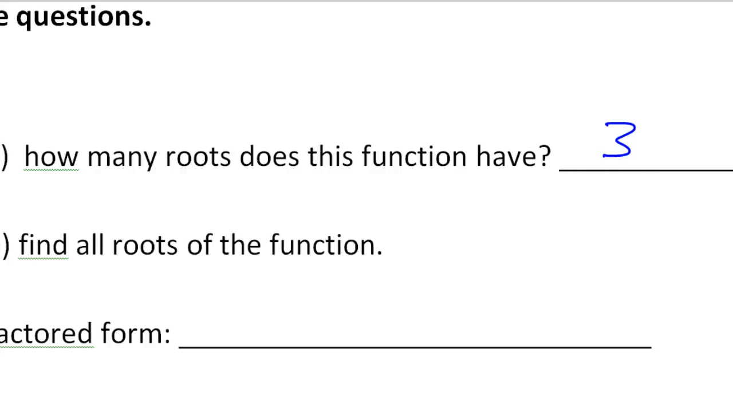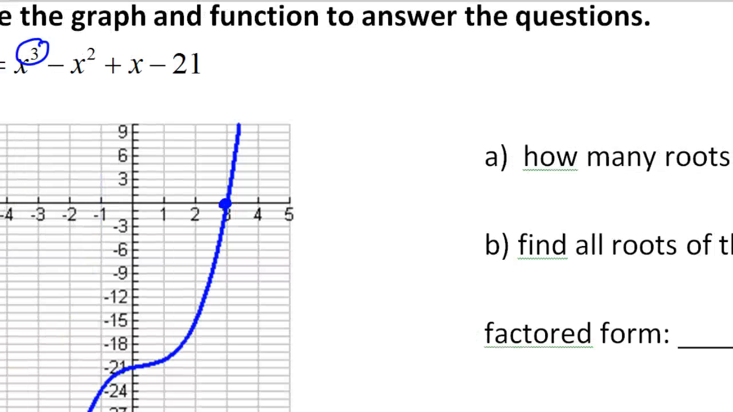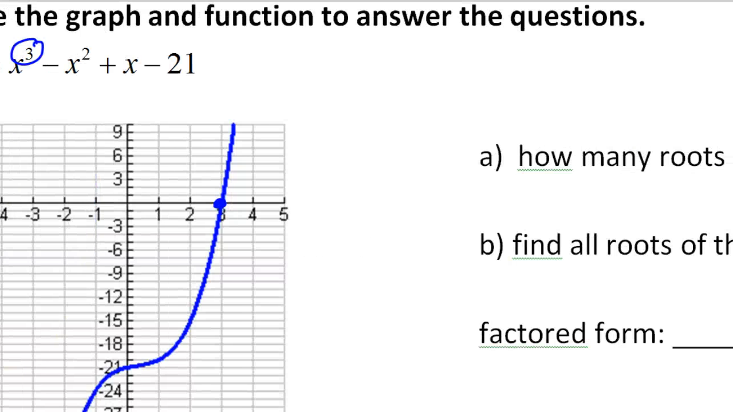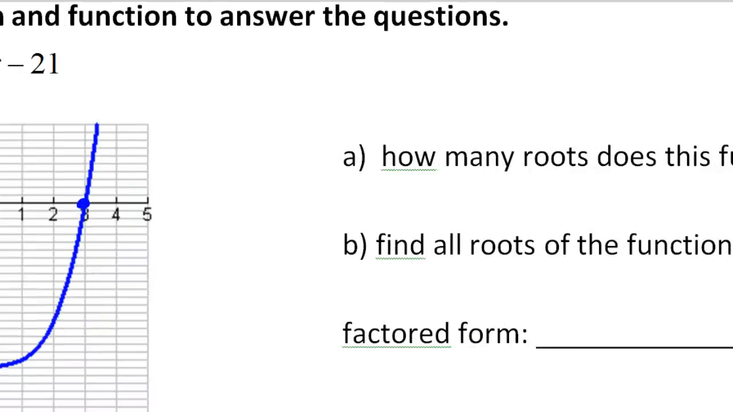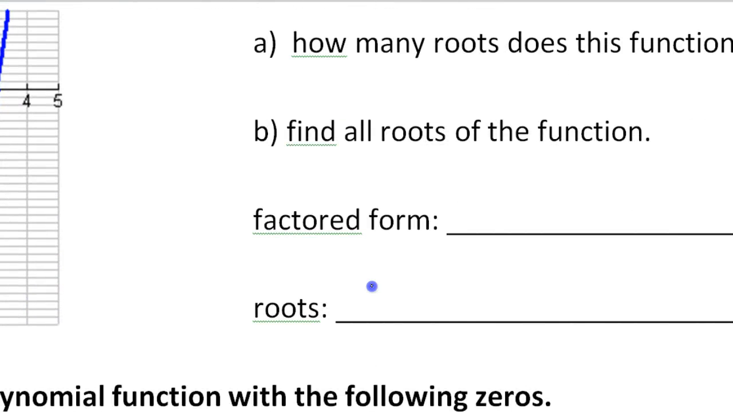Now we have to find all the roots of the function. So we see one of them right there. What's the one root that we can just see easily? Yeah, it's clearly right here at 3. So let's go ahead and write that down. With a root of 3, that gives us a factor of what? X minus 3. It must come from a factor of x minus 3, because you know how we set these factors equal to 0 to find the roots.